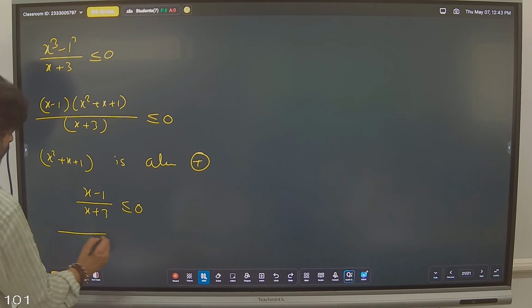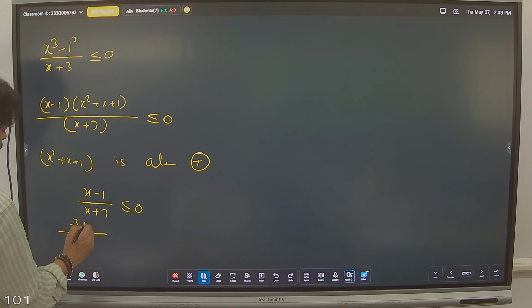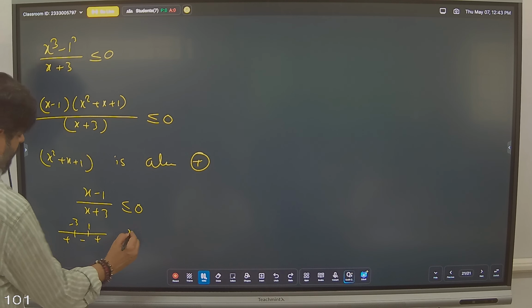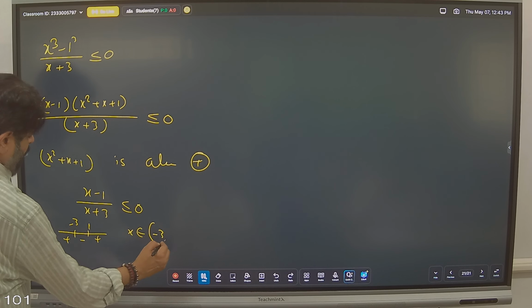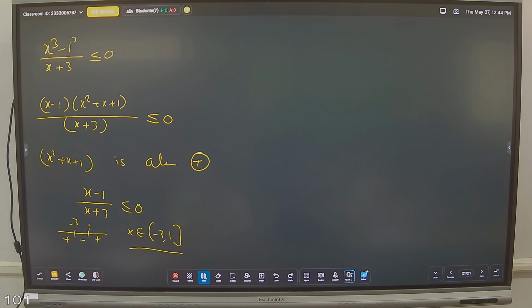Now the critical points will be minus 3 and 1. Positive, negative, positive; we want negative. So x belongs to minus 3 open, 1 close. Is this clear to everybody?